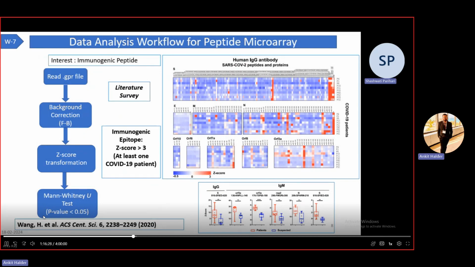So let's say fluorescence intensity compared to the background intensity.